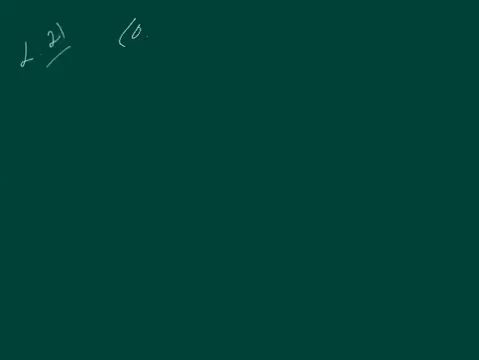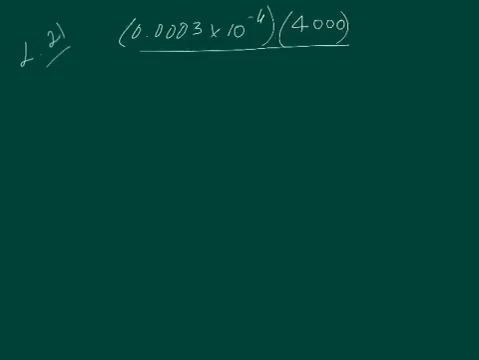We have 0.0003 times 10 to the negative 6. And we're multiplying that by 4,000, and that's going to be over 0.006 times 10 to the 15th, and we're going to multiply that by 2,000 times 10 to the 4th.